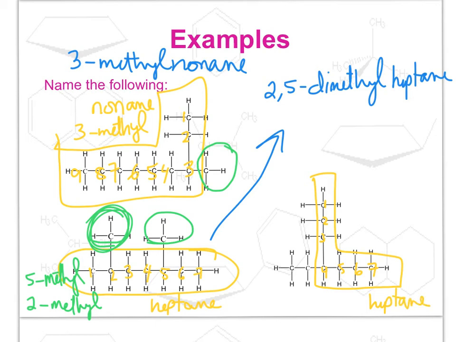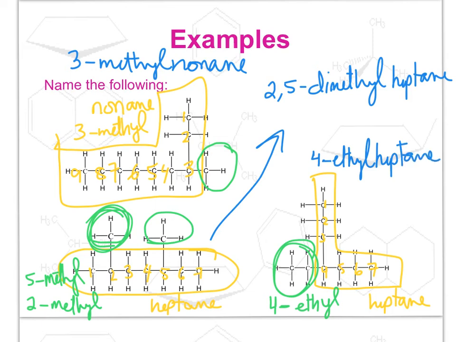And then I have a branch. Here's my branch coming off of carbon number 4, and there are 2 carbons in that branch. 1, 2. So that would be eth for 2, and it's a branch, so I call it ethyl. So if I put the whole name together, it would be 4-ethylheptane.